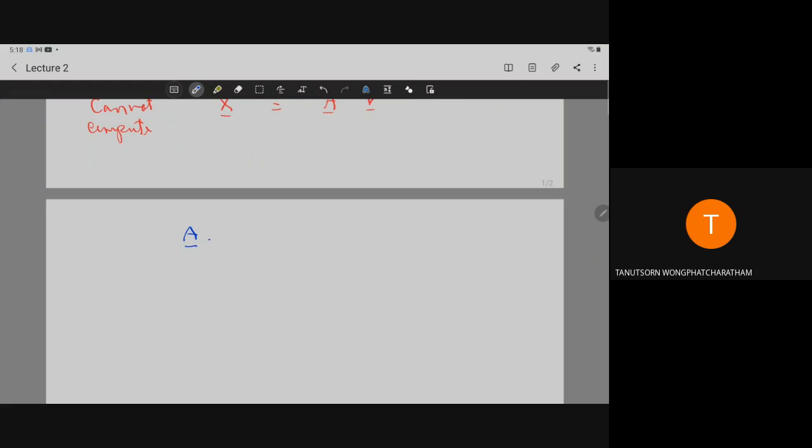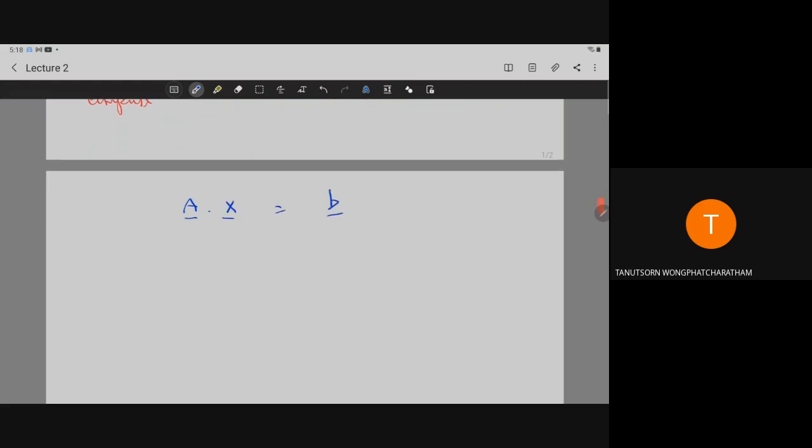So we have AX is equal to B, but because A is not a square matrix, we cannot find the inverse of A. One approach is to do this, to multiply A with A transpose.